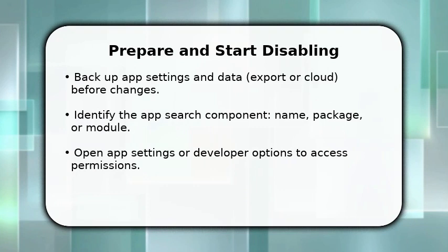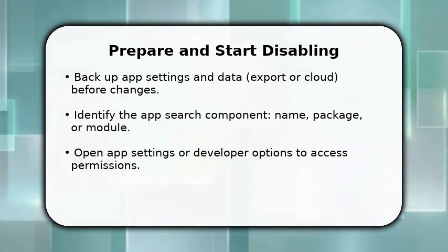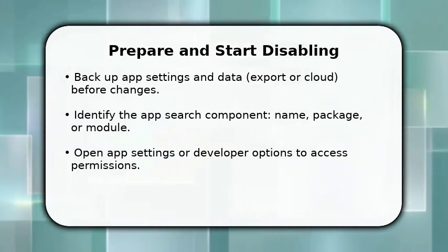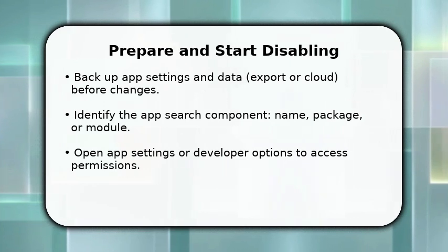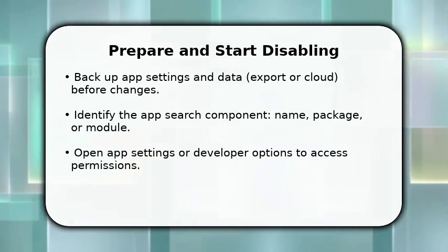Next, open the app settings or developer options and navigate to permissions and components. You will revoke search-related permissions and stop the component. Make sure you note original values so you can revert if something breaks.